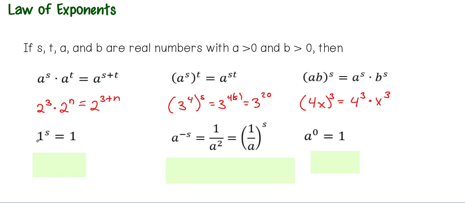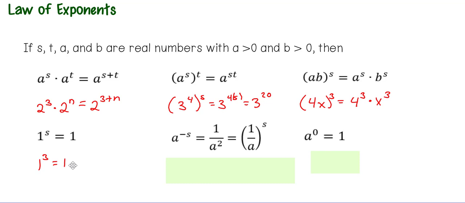1 to the s power equals 1. So 1 to any power always equals 1, because 1 times 1 times 1 times 1 is always 1. So if we had 1 to the 3rd power, it would equal 1, because 1 times itself 3 times is 1.